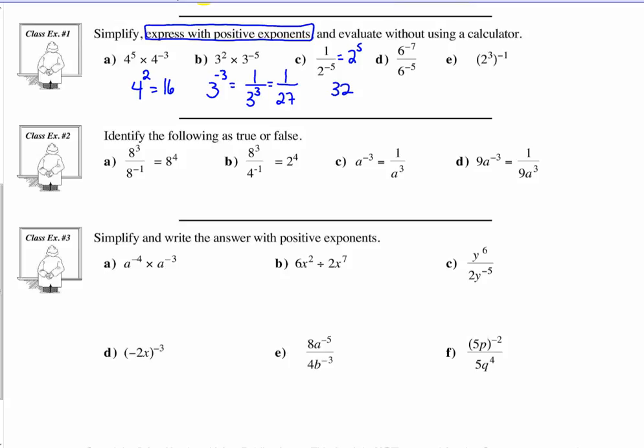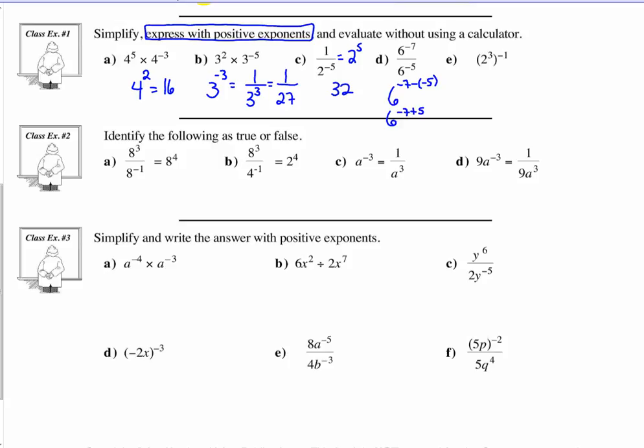Okay, so same bases. Now, same bases being divided, what do we do? Subtract. Be very, very careful. Why do I have to be very careful here? Because they're negatives, and you're subtracting a negative. What happens when we subtract a negative?